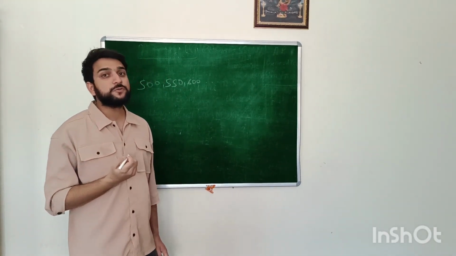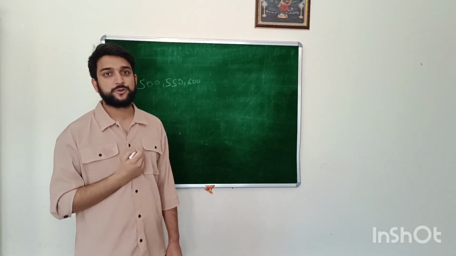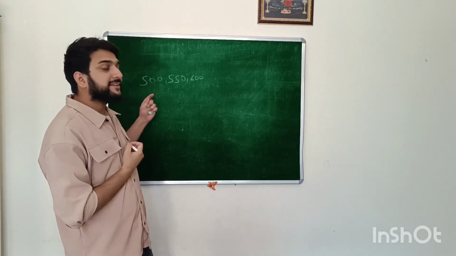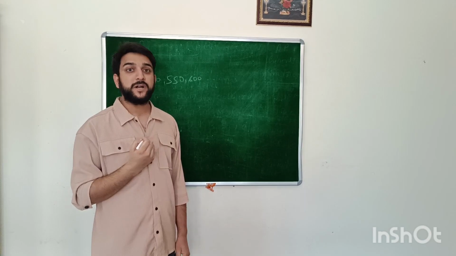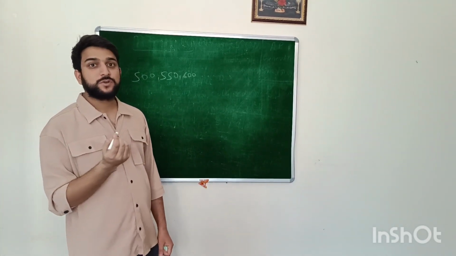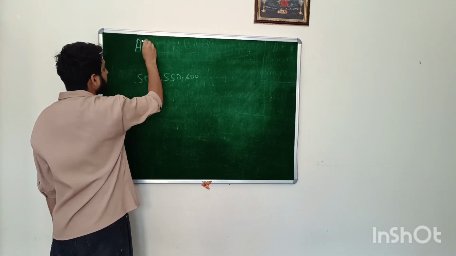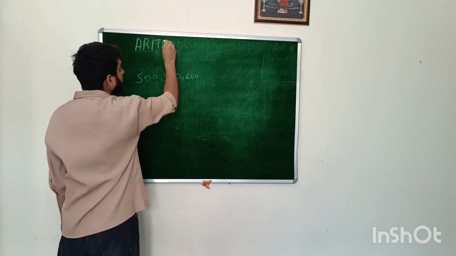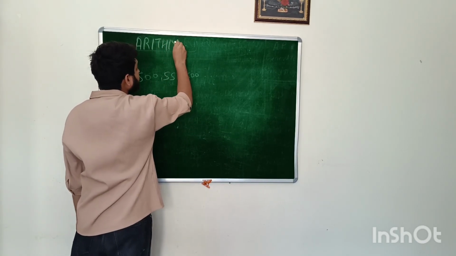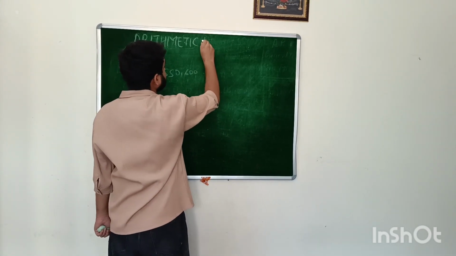Now, if we want to find the pocket money of Rahul at the end of the 20th month, how are we going to find it? We can write it all the way to the 20th month, but there is an easier way by which we can find it. So, today we are going to learn about arithmetic progression. With the help of arithmetic progression, we can solve these types of problems.